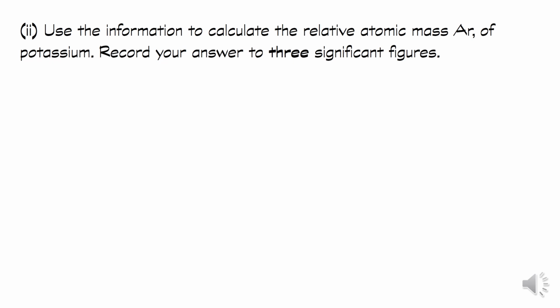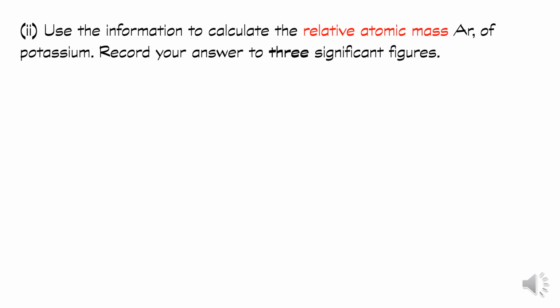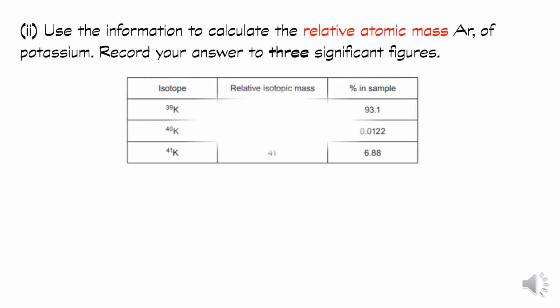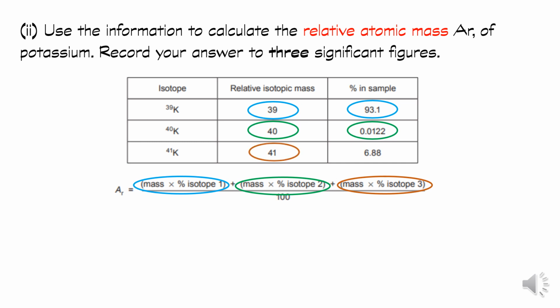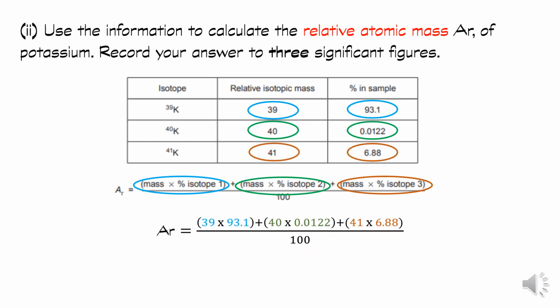And the very last bit, part II of the last question, says use the information to calculate the relative atomic mass of potassium. Record your answer to 3 significant figures. Here is a table again and our equation, and now we again have to just relate these two. So our equation says that we have to multiply the mass by the percentage of isotope 1, which would be 39 times 93.1 for our potassium 39, and then do the same with the second isotope and the third isotope.